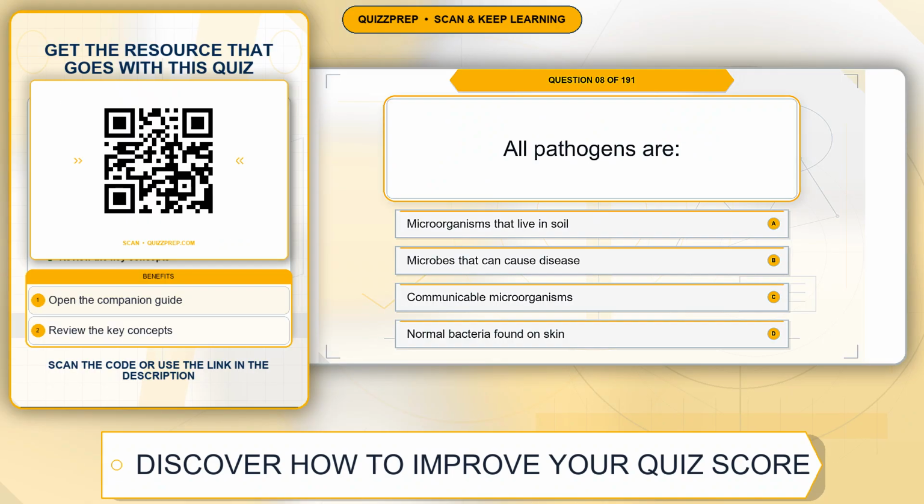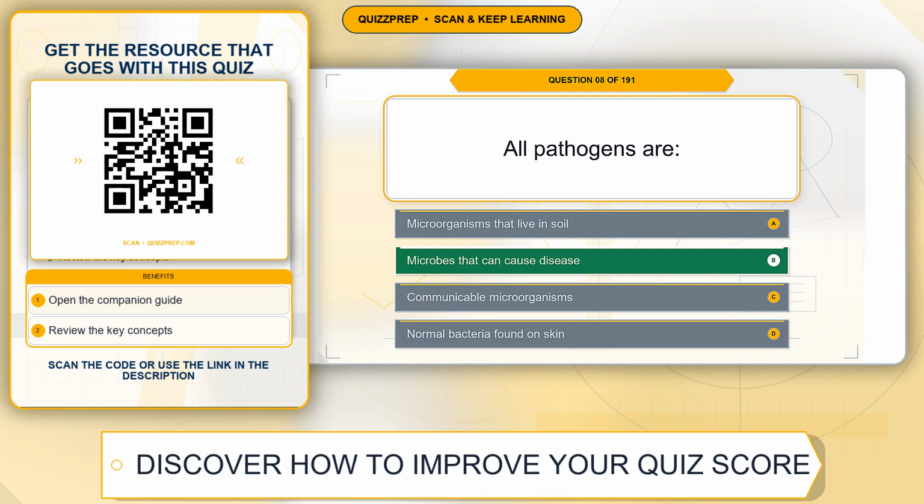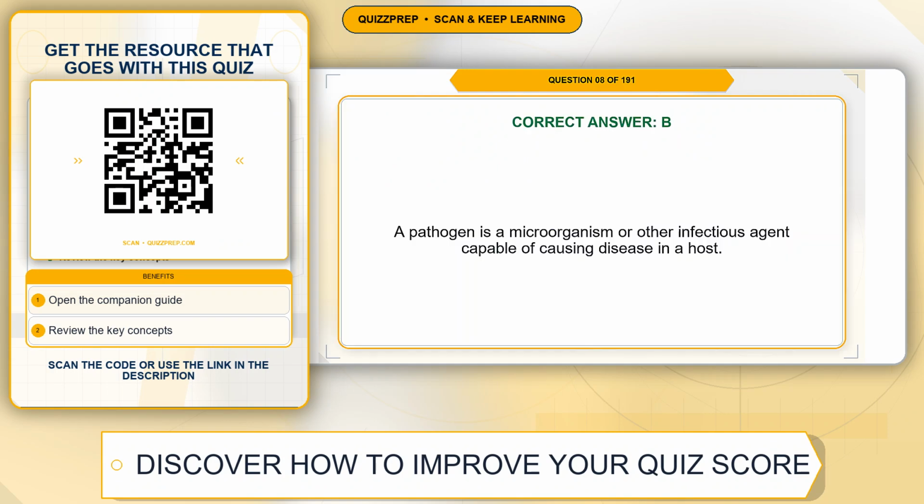Question 8. All pathogens are: Option A, microorganisms that live in soil. Option B, microbes that can cause disease. Option C, communicable microorganisms. Option D, normal bacteria found on skin. The correct answer is option B, microbes that can cause disease. Explanation. A pathogen is a microorganism or other infectious agent capable of causing disease in a host.